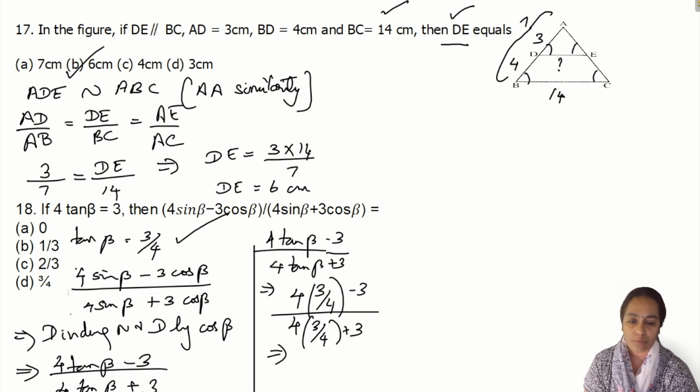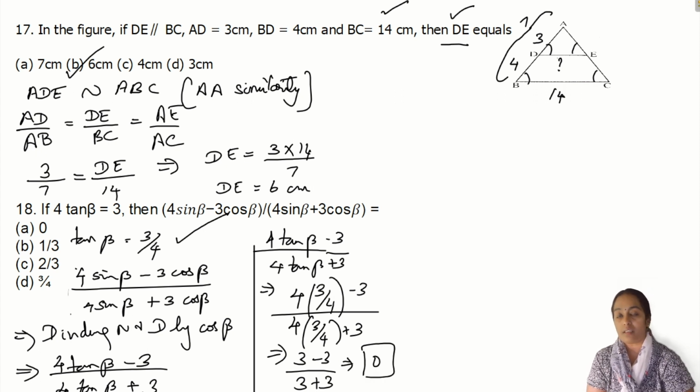So the 4s will get cancelled. I will have 3 minus 3 divided by 3 plus 3. So 3 minus 3, I get the answer as 0, children. So the answer is 0, which is option A.